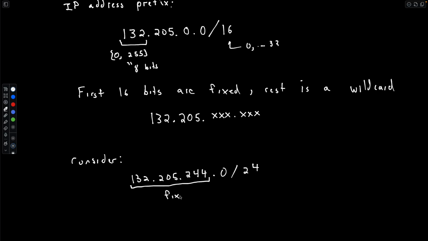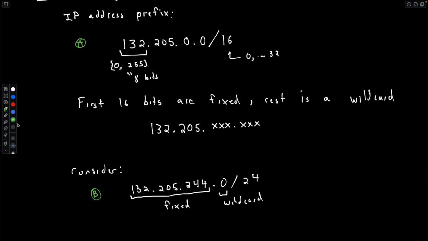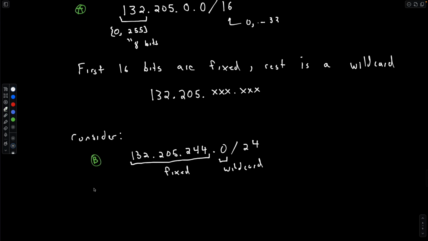These are fixed, and 32 minus 8 is 24. All of these bits are like a wildcard, so you can play around with these 8 bits and it will still match this prefix. Let me call this prefix A, and I'll call this prefix B. Some terminology that we use is we say that B is more specific than A.